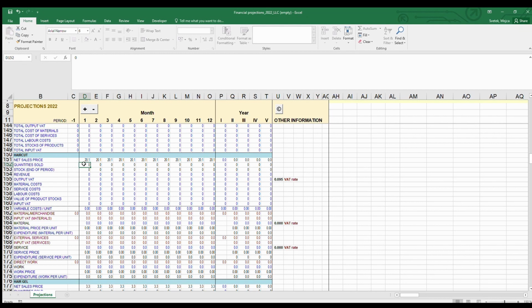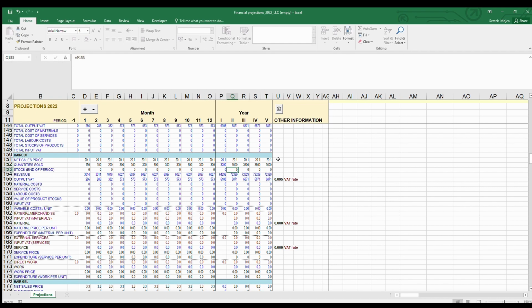Now let's specify quantity sold. In our case, Justina plans to sell 150 haircuts in the first 2 months, 200 haircuts in the 3rd month, and 300 haircuts in the 4th month and all the following months. We have to adjust the projections for the 2nd and the following years, when she will sell 300 haircuts per month.